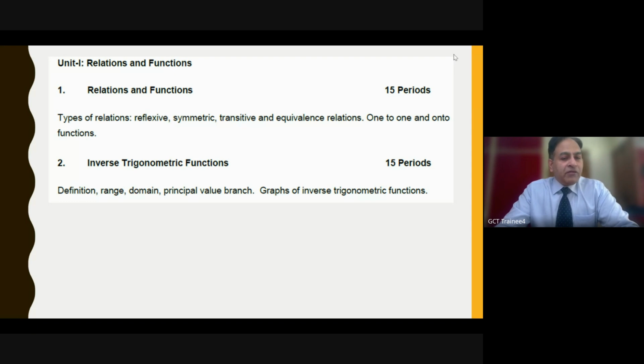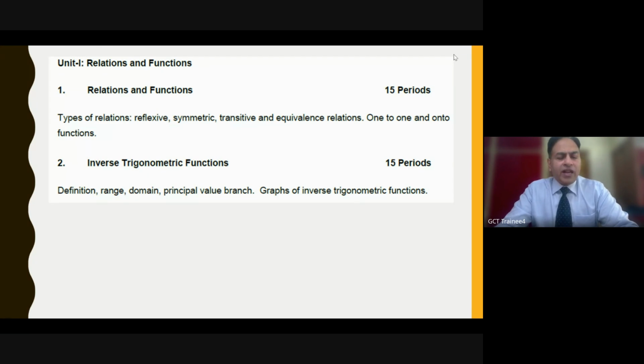Anyway, when we talk about inverse trigonometric functions, there is a confusion. I'll clear that and talk about that also. So when there is a simple range, domain, and principal value branch, we had a direct type of question from this particular unit, only a 2 marker, and then graphs of inverse trigonometric functions.